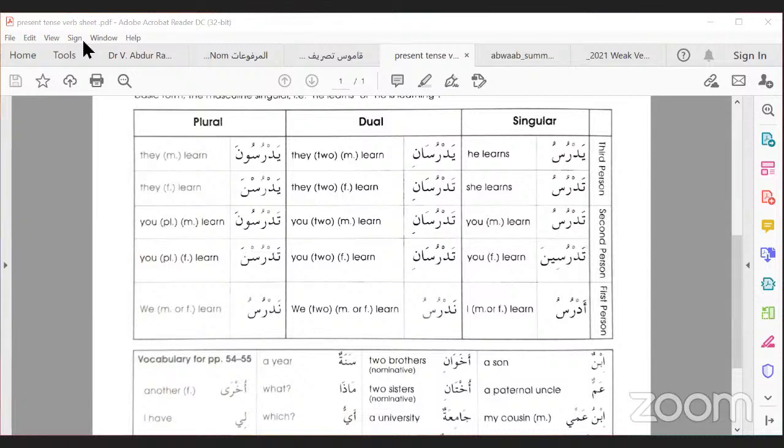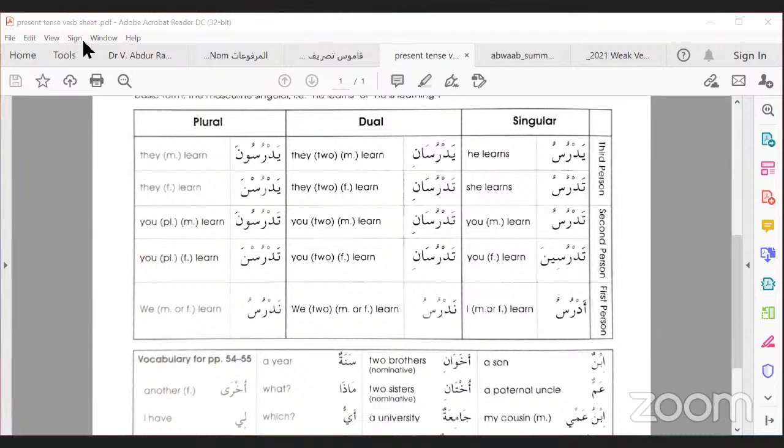Next question. They two male learn. Yes, that's يدرسان. That's correct. Sister Shamim got a point. Next question is you male learn. تدرس. Correct. Who said that? Was it Batul? Shamim? We both said it together, I think.